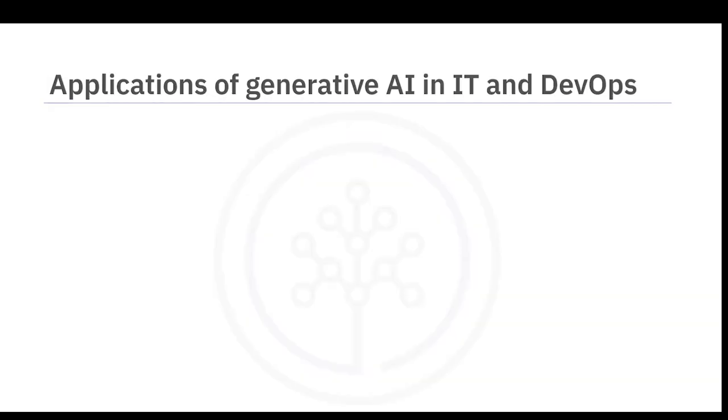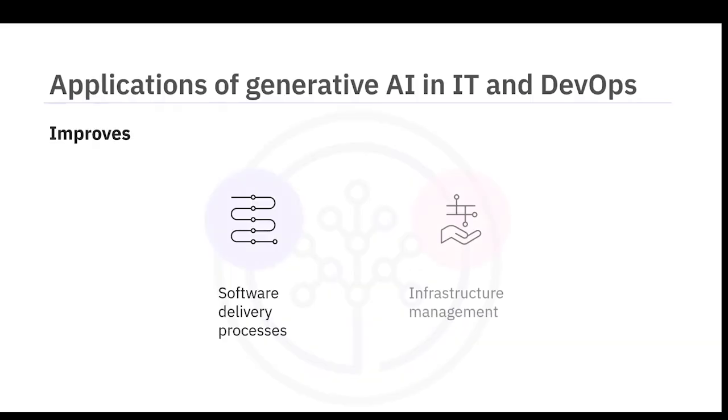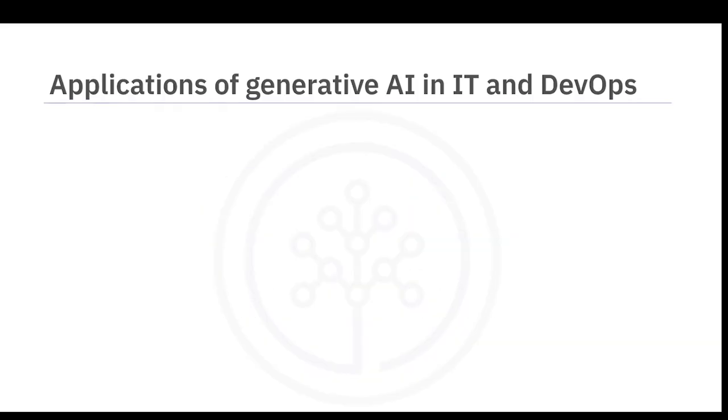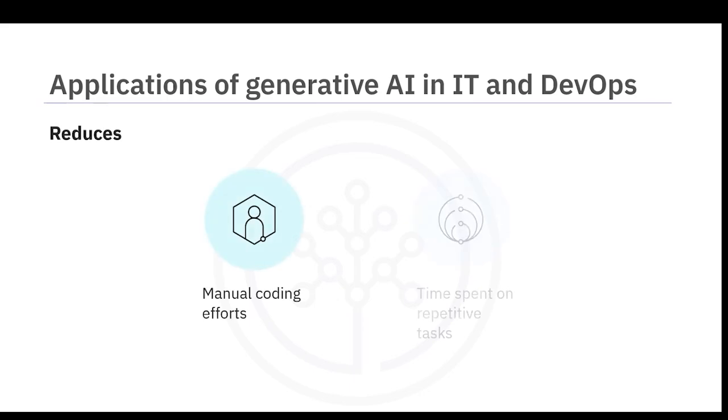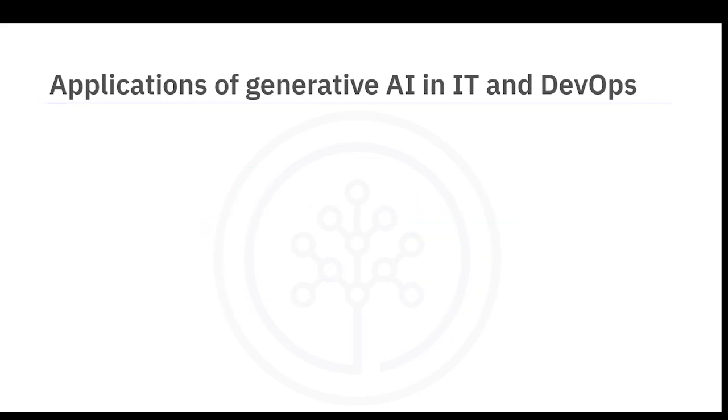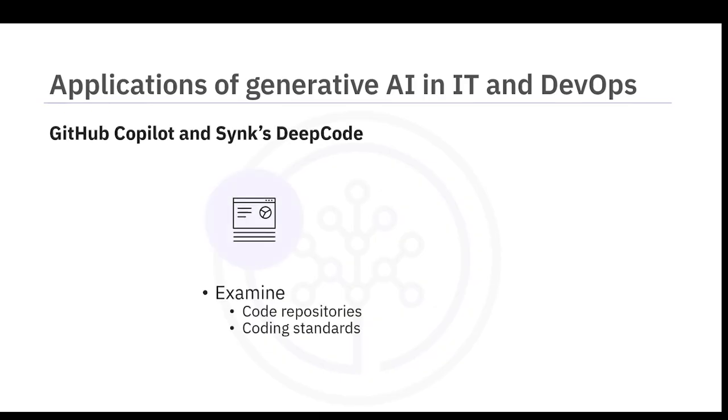In IT and DevOps, generative AI helps improve software delivery processes and infrastructure management. The code generation capabilities of generative AI reduce manual coding effort and time spent on repetitive tasks. Generative AI-powered code review tools such as GitHub Copilot and Sync's Deep Code examine code repositories and coding standards to enhance code quality and maintainability.